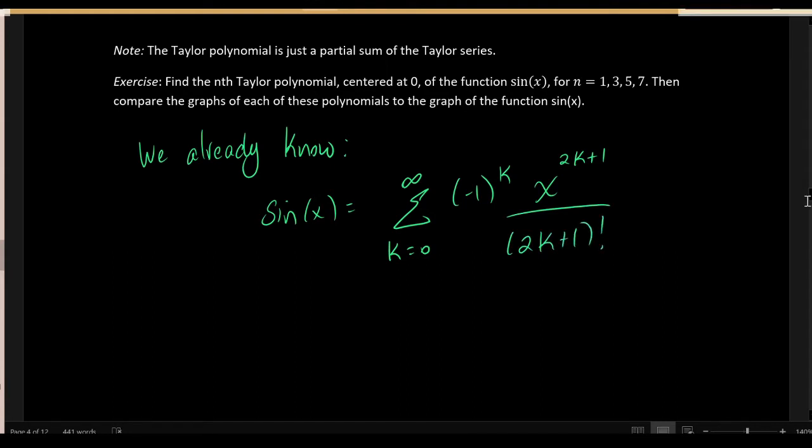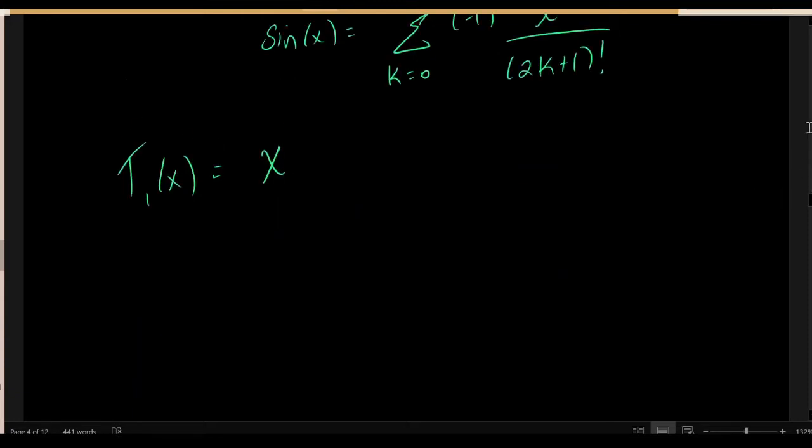So let's write out a couple of terms of this series, and let's make sure that we stop writing terms when n is equal to 1 for the first degree Taylor polynomial. Okay, so the very first term in this series, corresponding to k equals 0, is negative 1 to the 0, positive 1, x to the power 1, divided by 1 factorial. And I need to stop writing terms right there because this is a degree 1 polynomial. If I included any higher powers of x, this would no longer be a degree 1 polynomial.